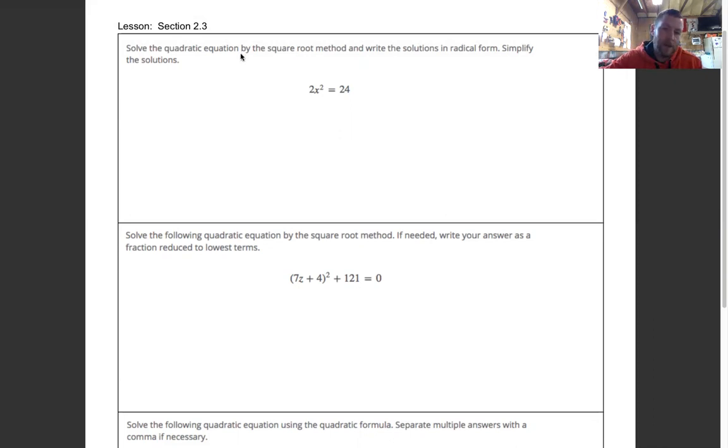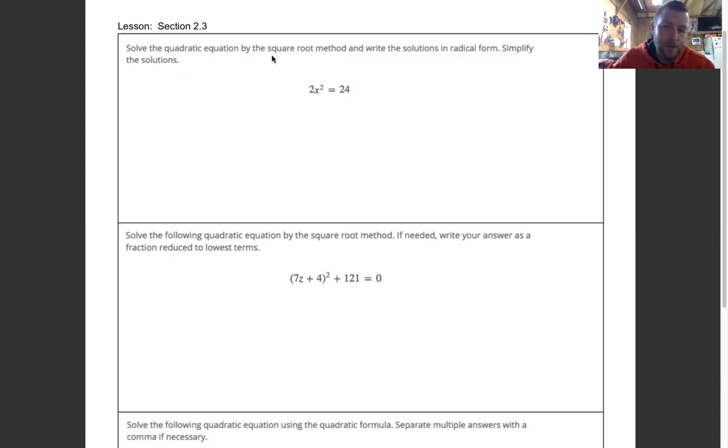The first one we're going to talk about is the square root method. You will use the square root method if there's no x at all. So if there's just 2x squared and there's no additional x, or similarly here, where the squared is outside one of these values. So in order to solve this, 2x squared is equal to 24.